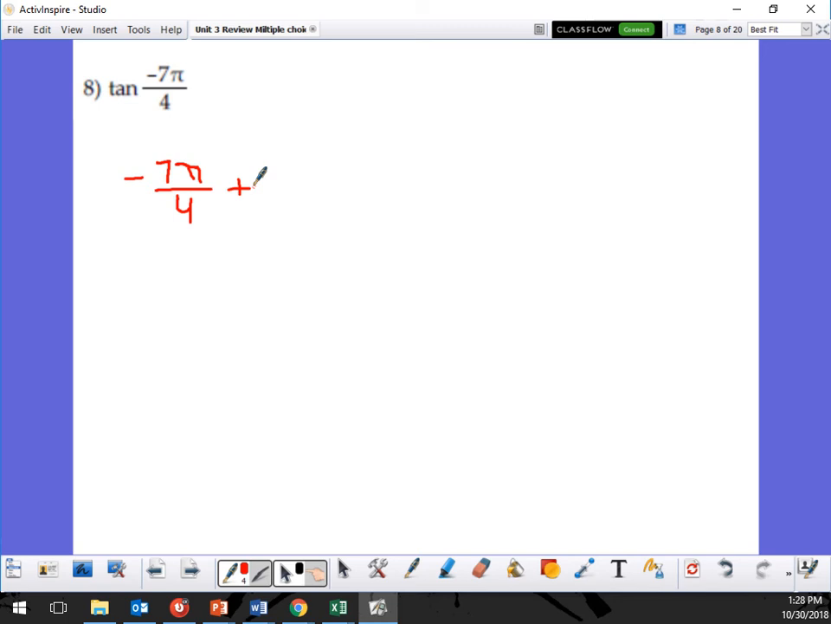Coterminal on a radian unit circle is 2 pi. So I'm going to add 2 pi here. But my 2 pi is going to look funny. I'm going to call it 8 pi over 4. Why would I do that? Because they have to have the same denominator to add them. Is that still 2 pi? Yeah. It makes sense. 8 divided by 4 is still 2, right? That's still 2 pi, but I'm just making my 2 pi look funny so I can put these together.